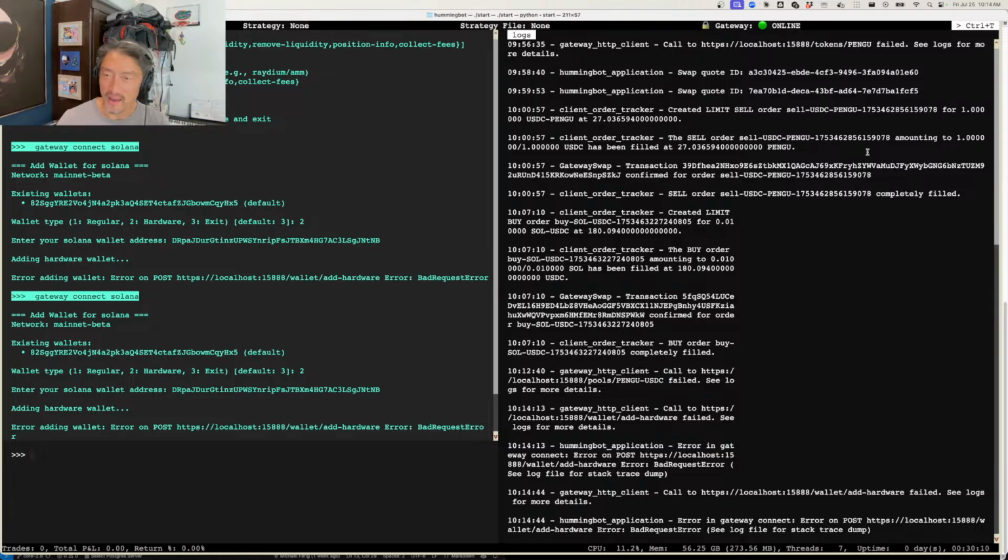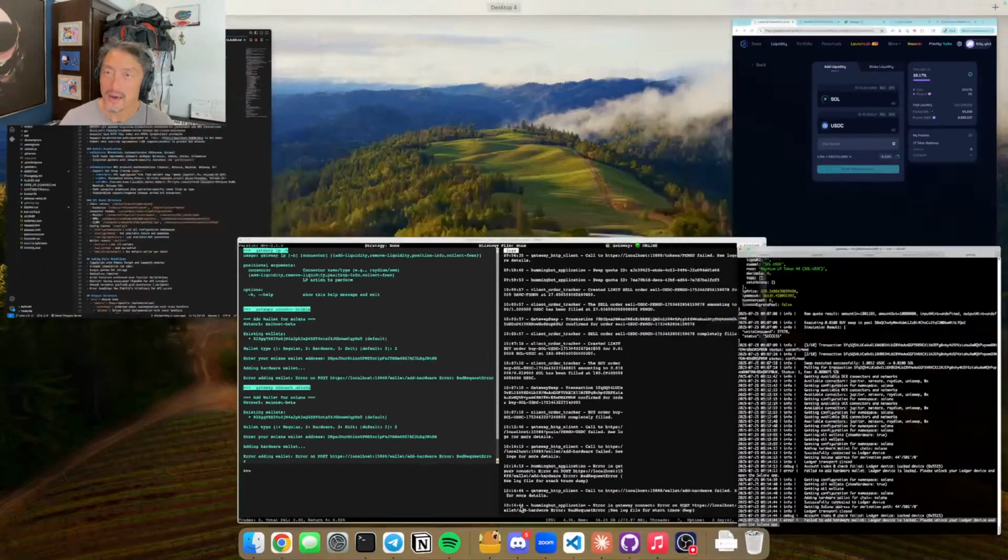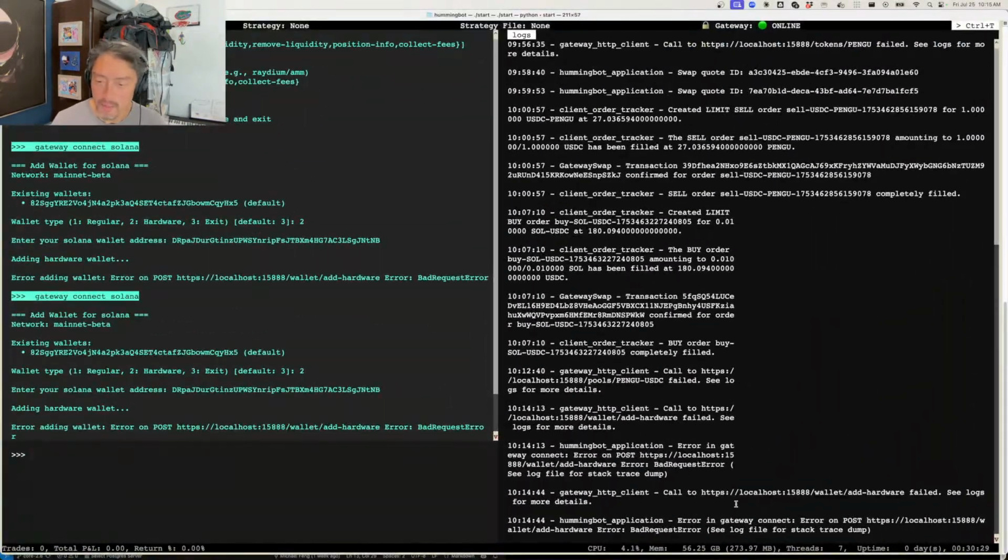So yeah, the log file is helpful to show you what error you're getting. If I go to the Gateway logs like this, I can see that it says Ledger device is locked. Please unlock your Ledger device and open an app. We should actually be passing this through into Hummingbot. I'll try to handle that error better in the future. But of course, if I need to add a hardware wallet, I have to unlock it first with my passphrase. Give me one second. Let me do that.